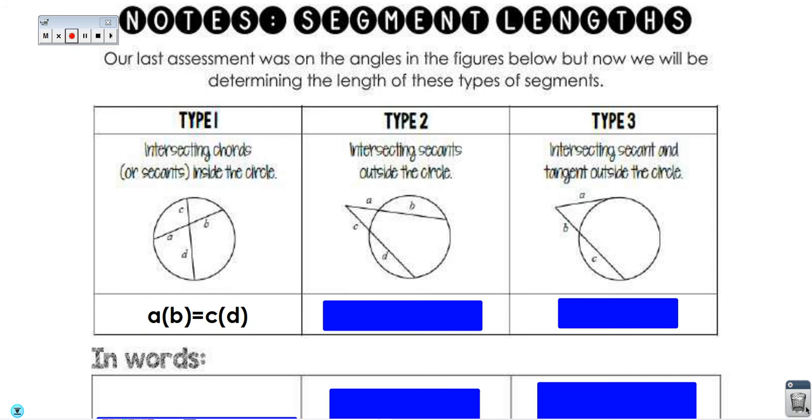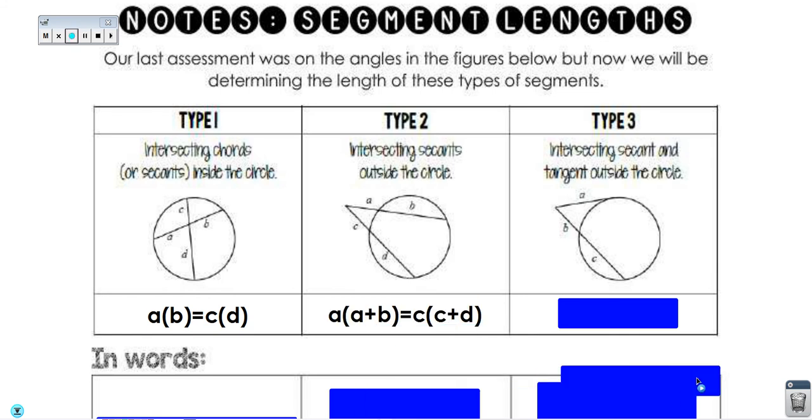Now, when we're looking at type 2, each segment has part of that segment inside the circle and part of it outside. So there's a new formula for that one. The formula is A times A plus B and C times C plus D, set equal to each other. Really what you're doing is the outside piece times the whole thing, A plus B, and then the outside times the whole thing, which is C plus D.